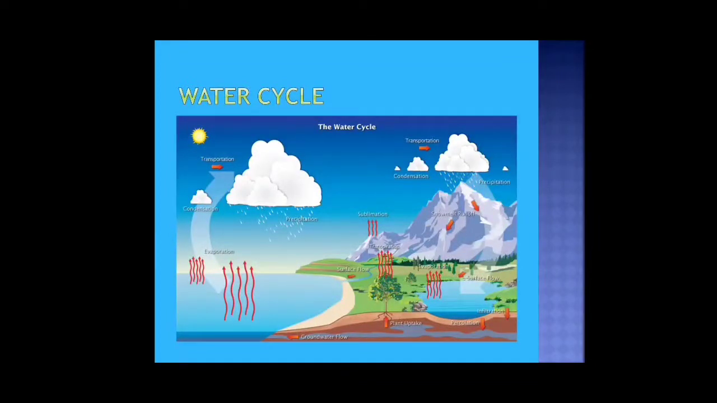What do we know about water? We know that water can be recycled. Water undergoes changes in its state. And water gets evaporated. It gets condensed. And the cycle continues.